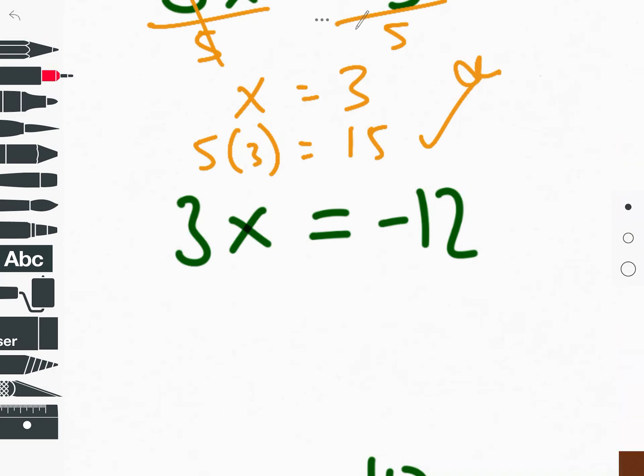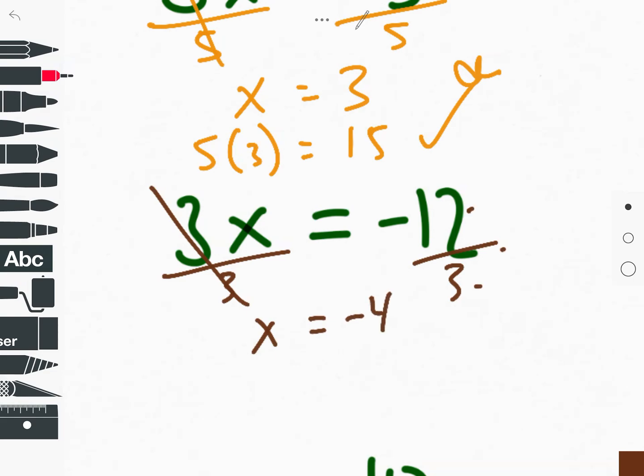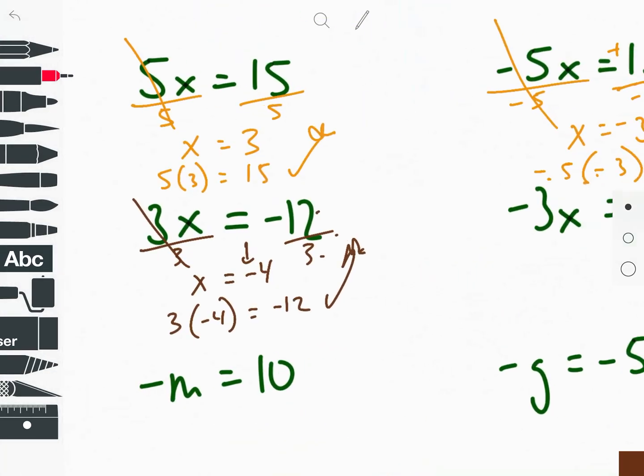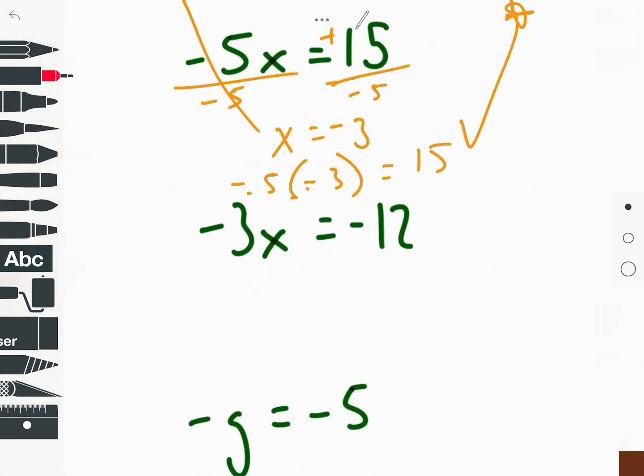3 times x. So to undo multiplying by 3, I'm going to divide by 3. 3 over 3 is 1, so I'm left with 1x. Negative 12 divided by 3. So how many times is 3 going into 12? That's 4 times, and it's a negative, so I'm going to be left with a negative 4, because a negative divided by a positive will be negative. And it's true, because 3 times negative 4 is negative 12. Fire a check mark. Oh yeah, you can say it with me next time.